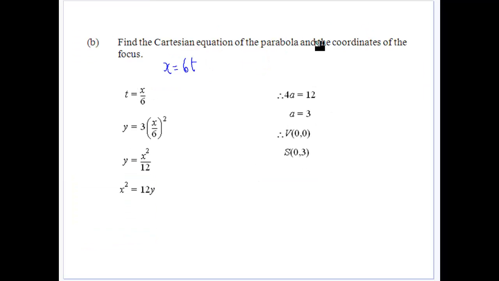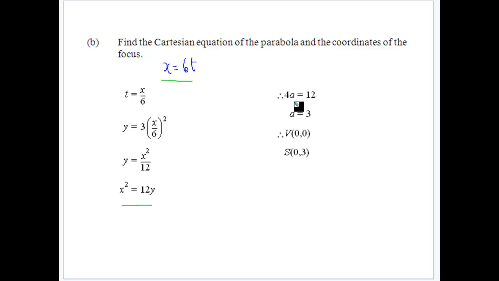Find the Cartesian equation of the parabola. Well, if you remember from what we did earlier on, to find the Cartesian equation, we put our parameter t in terms of x. So t equals x on 6, and then do our substitution. So we get the equation x squared is equal to 12y.